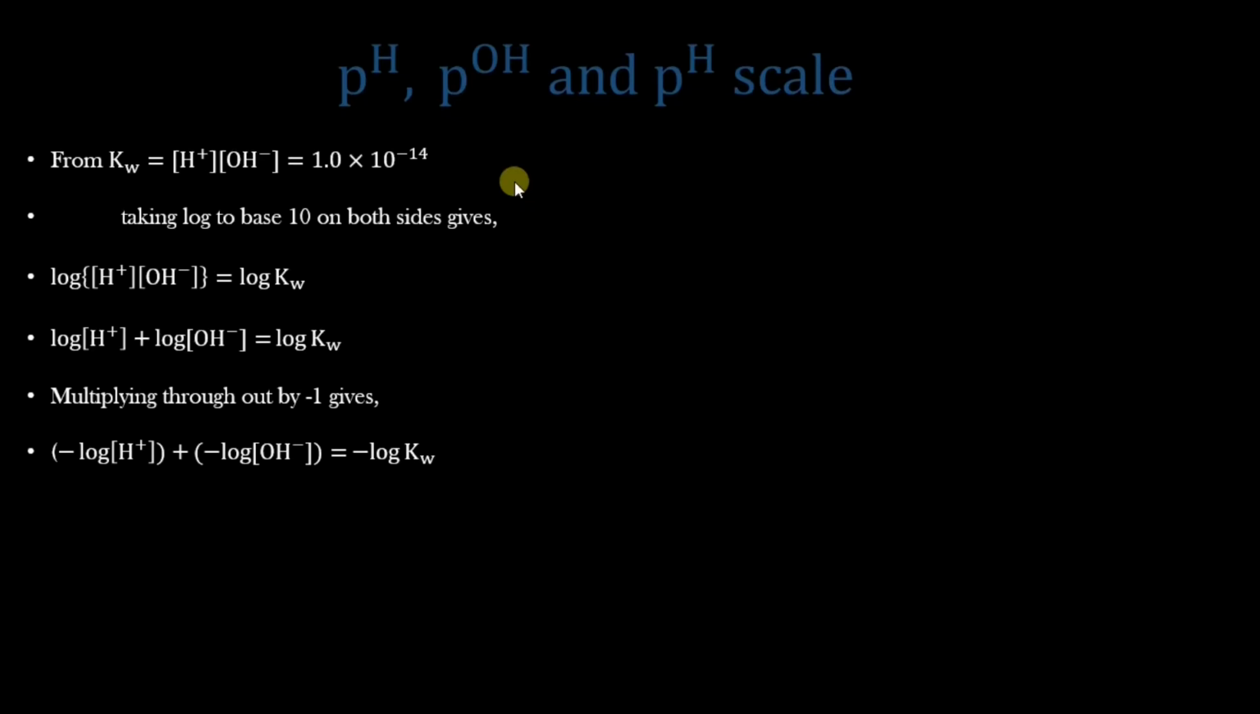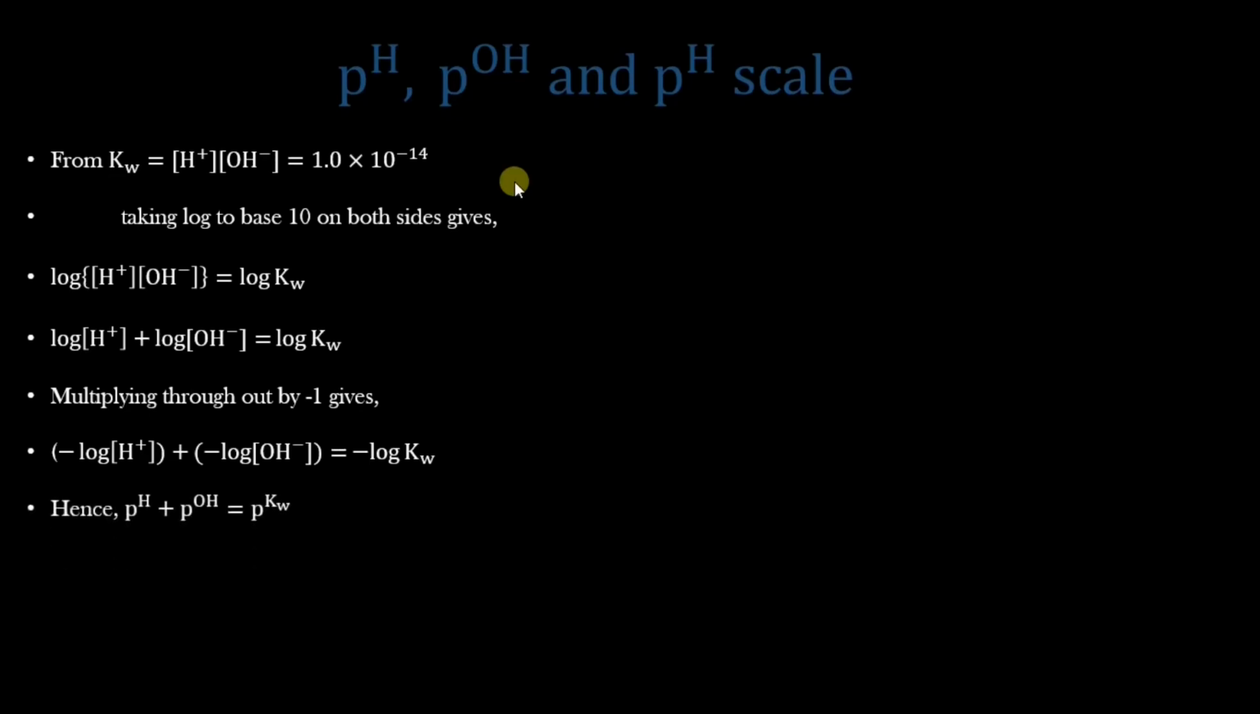Then you remember the definition of pH is the negative logarithm to base 10 of the hydrogen ion concentration. So we already have pH on the left hand side. So what if we have the negative logarithm to base 10 of the hydroxyl ion concentration? That will be the pOH. So similarly, on the right hand side of the equation we shall have pKw.